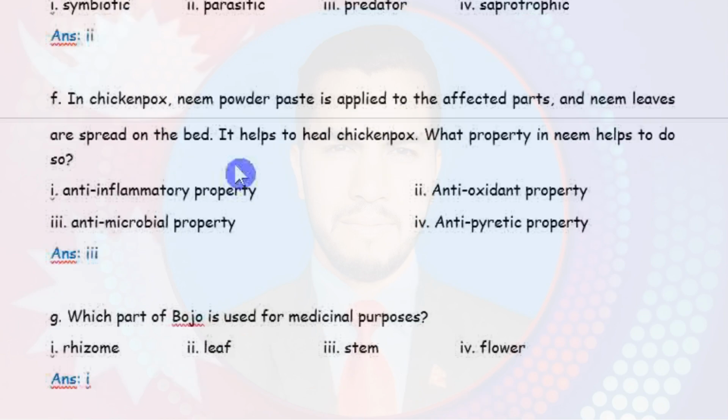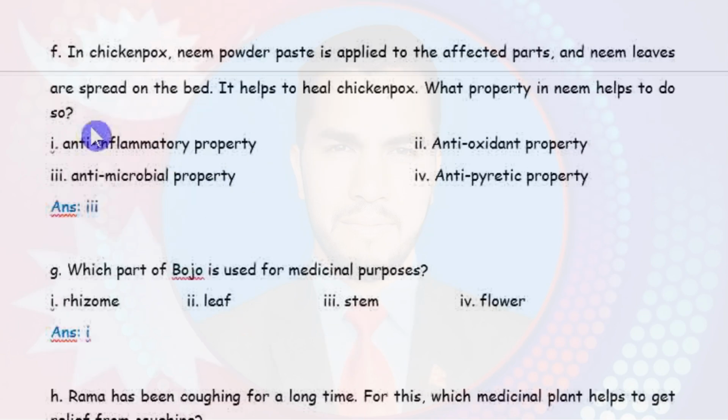Now, multiple choice question number F. In chickenpox, neem powder paste is applied to the affected parts and neem leaves are sprayed on the bed. It helps to heal chickenpox. What property in neem helps to do so?